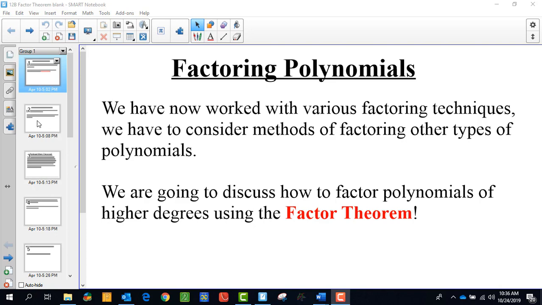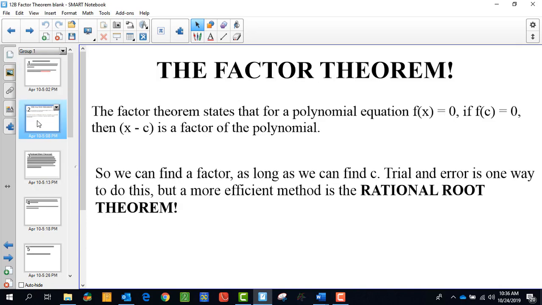But we're going to talk about how to factor polynomials, and we're going to use the factor theorem to do it. So what is the factor theorem? The factor theorem says that if you can find a root, that is f of c is equal to 0, then you can find a factor. So if you know that there's a number that when you plug it into the polynomial gives you 0, then x minus that number is also a factor.